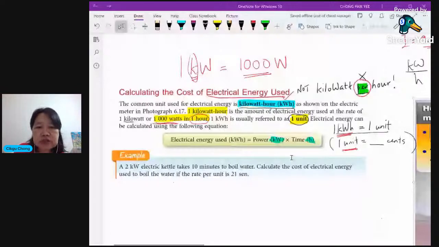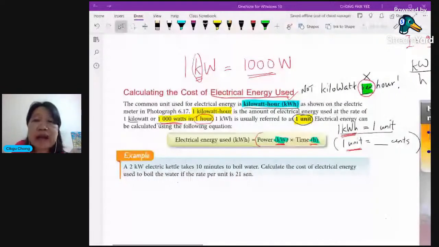Now, kilowatt is a measure of power. So, you have to see your electrical appliance. Your aircon is how powerful? Is it 1,000 watt or 2,000 watt or 3,000 watt? What about your microwave oven? Is it 1,200 watt or is it 800 watt? So the higher the wattage, the higher the power, the more electrical consumption it is. It will use up more electricity and of course your bill will be higher.